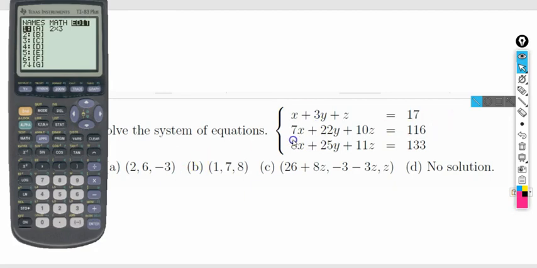My augmented matrix is going to have 3 rows and 4 columns. So the first row is going to be the coefficients of the first equation: 1, 3, 1, 17. My second row is going to be the coefficients of the second equation: 7, 22, 10, then 116. And my third row is going to be the coefficients of my third equation: 8, 25, 11, and 133.